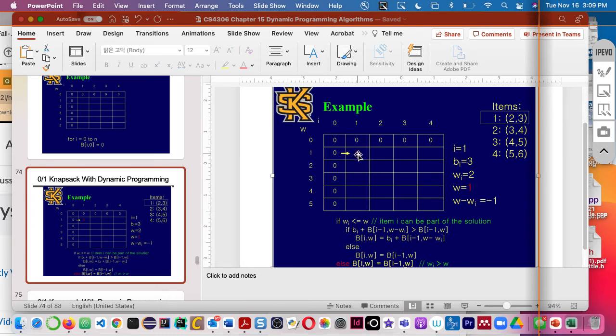So this value will be 0, right? Because for item 1, the weight is greater than 1 pound. This is the weight, 1 pound, this is 2 pound, 3 pound, okay. And item 1. So this is 0.